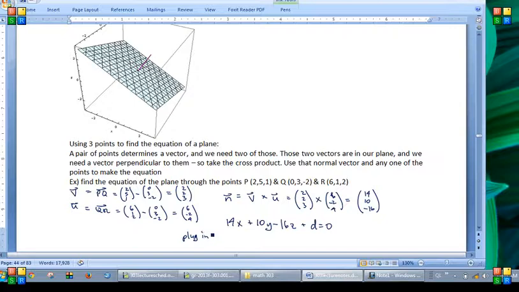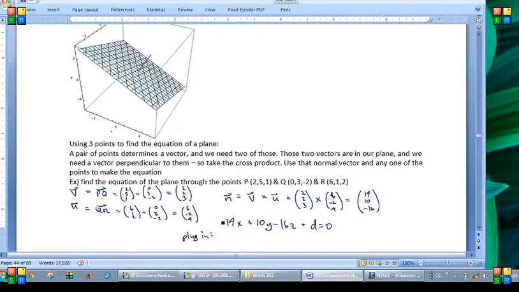It looks similar to the equation of a line. What is it? Ax plus By. It's very similar to the equation of a line in standard form, and that's not a coincidence. It's because this pattern, this form, works in any number of dimensions.